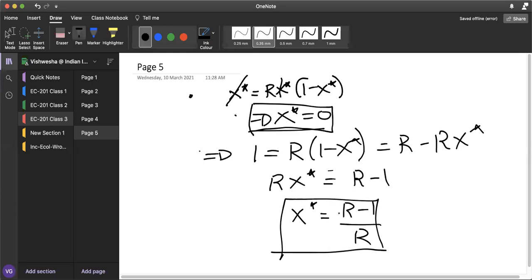So basically, there are now two equilibria for this population. One is extinction, the other is potentially a finite population size. When is this positive, by the way? When is x star positive? It's positive if R is greater than 1.